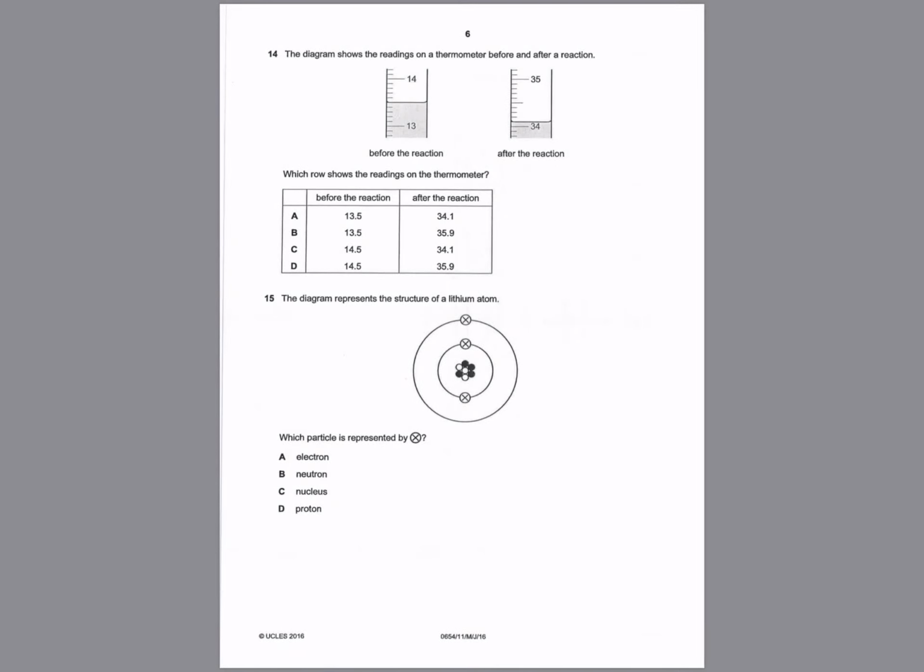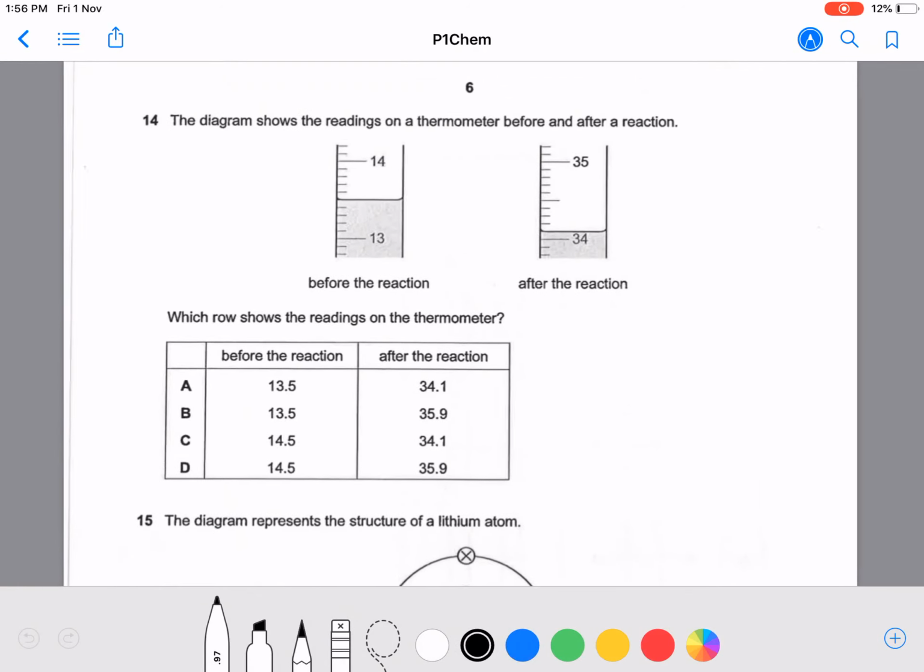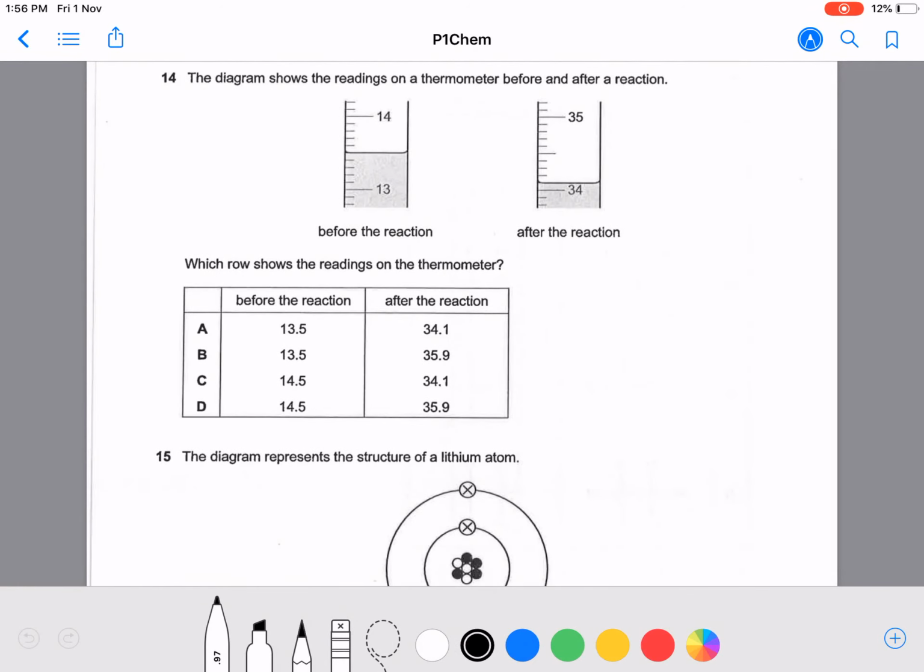We're going to have a look at some iGCSE how to answer paper 1 style questions. Okay, 14. The diagram shows the readings on a thermometer before and after a reaction.